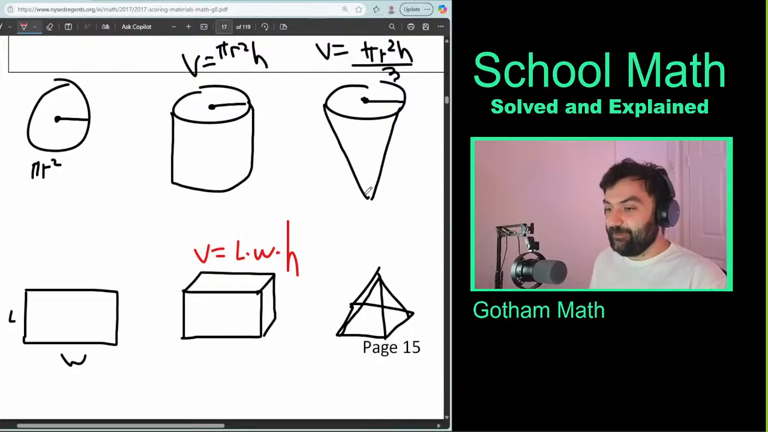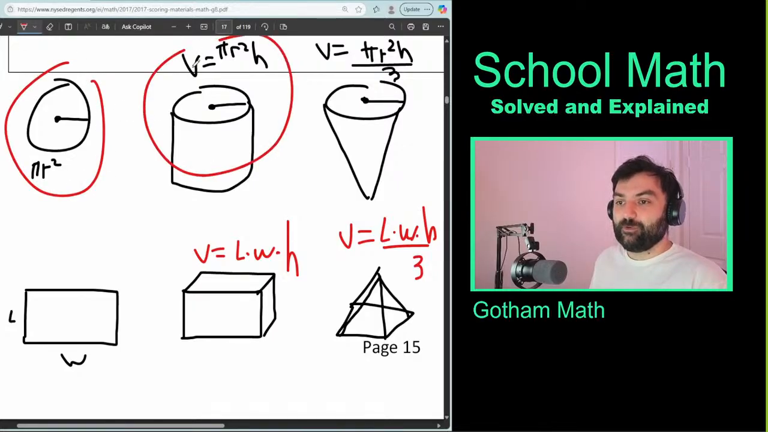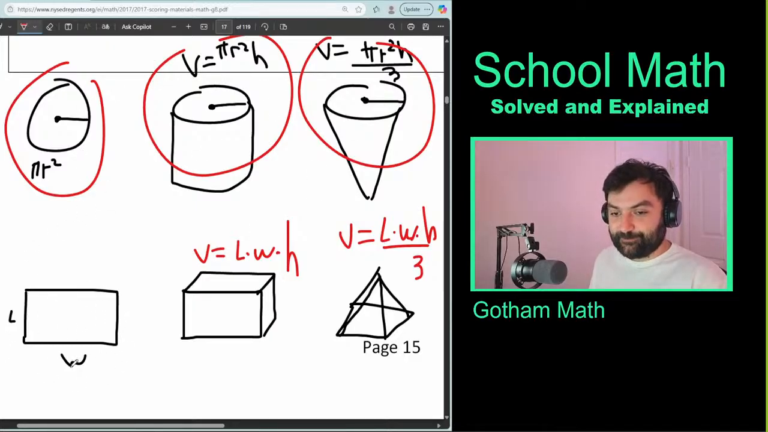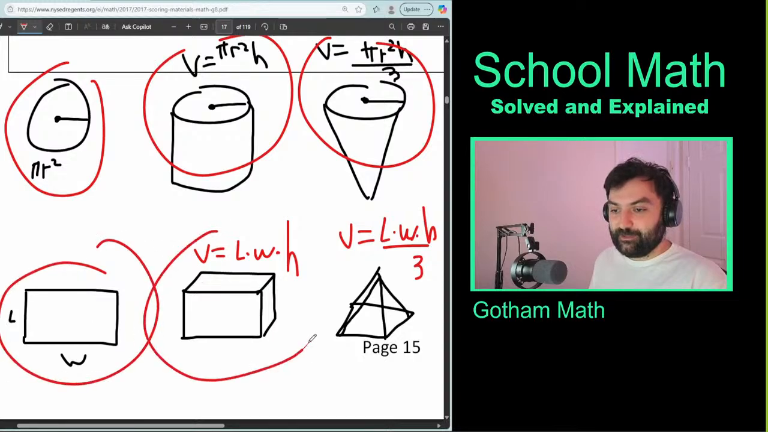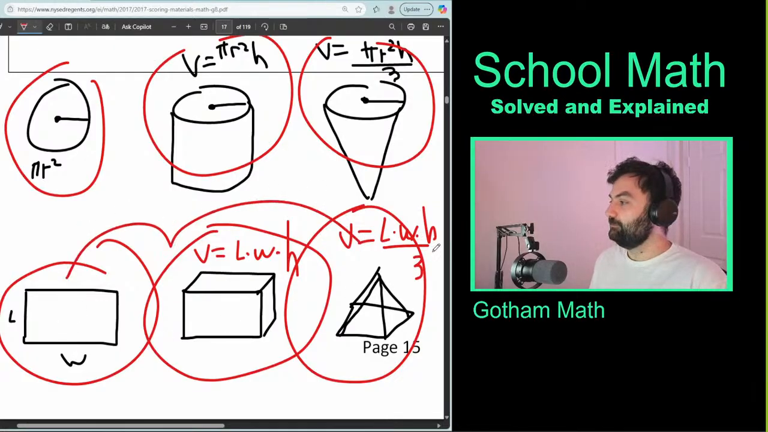And the same thing happens with the pyramid. The volume of the pyramid is length times width times height, but over 3. Look at that. It kind of follows the same pattern. Area for the circle, volume of the cylinder, volume of the cone. Start, evolve, evolve. The same goes with the rectangle. Area of the rectangle, now volume of the prism, and now volume of the pyramid. Start, evolve, evolve. Boom. Now you can remember it for the rest of your life.